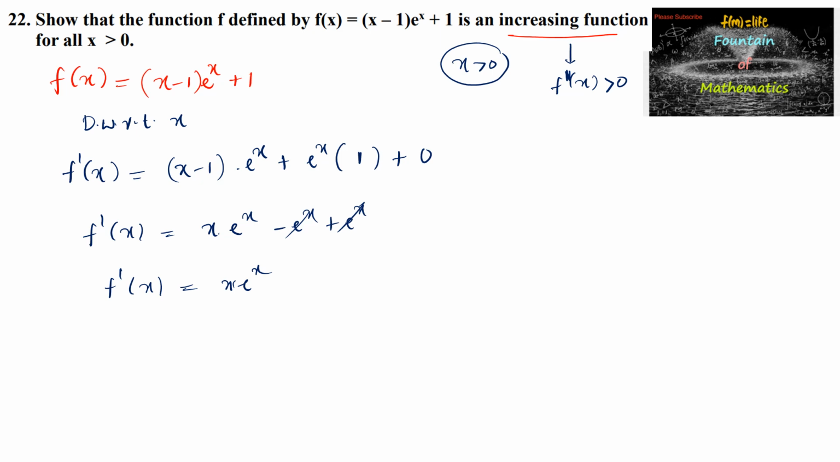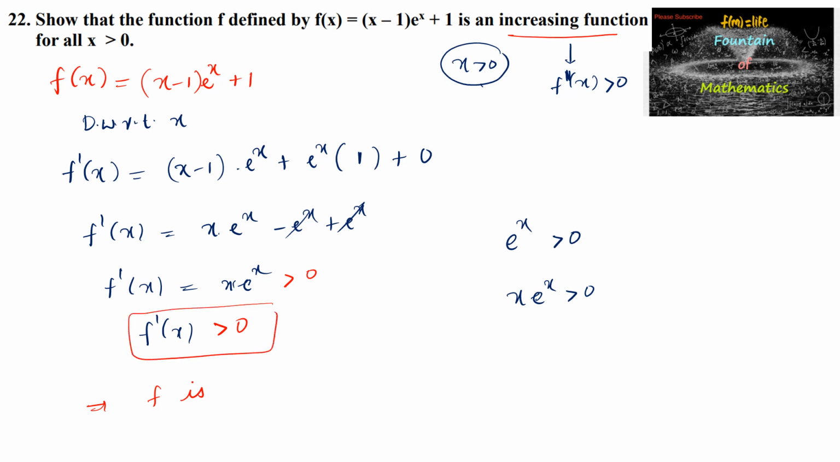And since we know that e power x is greater than 0, and since x is also positive, x into e power x is also positive, and hence we can say this f dash of x is greater than 0. And hence we can say that f is, as per the condition, whenever the derivative is greater than 0, f is an increasing function.